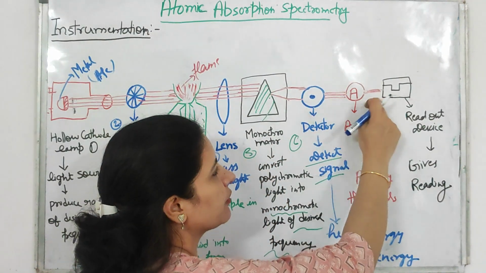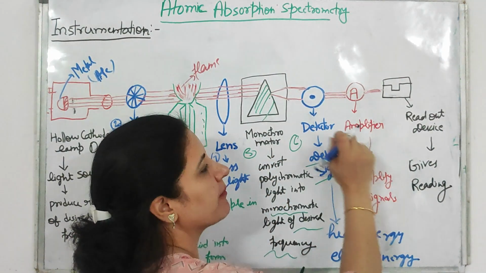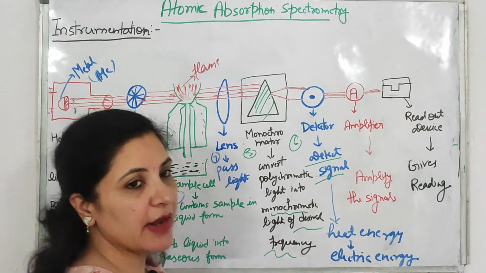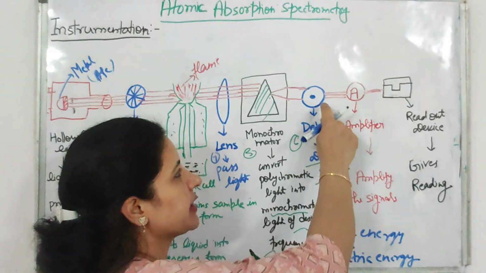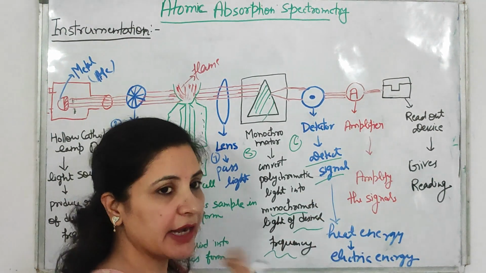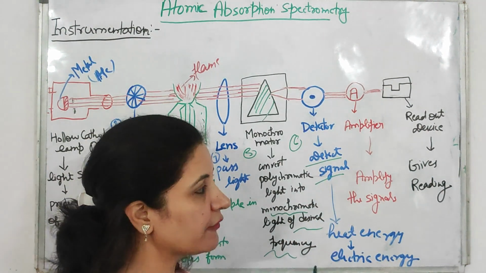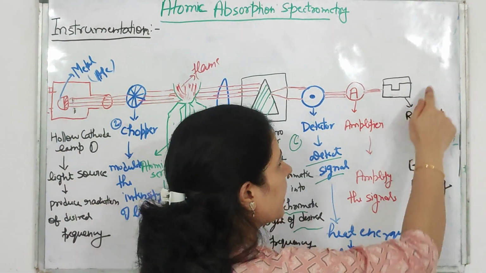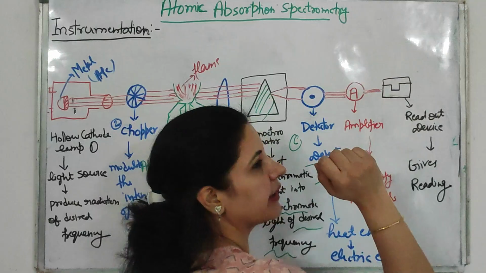After that, it will pass to the amplifier. What is the function of the amplifier? As the name suggests, it will amplify the signals. The signal which it received from the detector, it will amplify so that we can get a better reading and better result. After that, it will pass to the readout device.